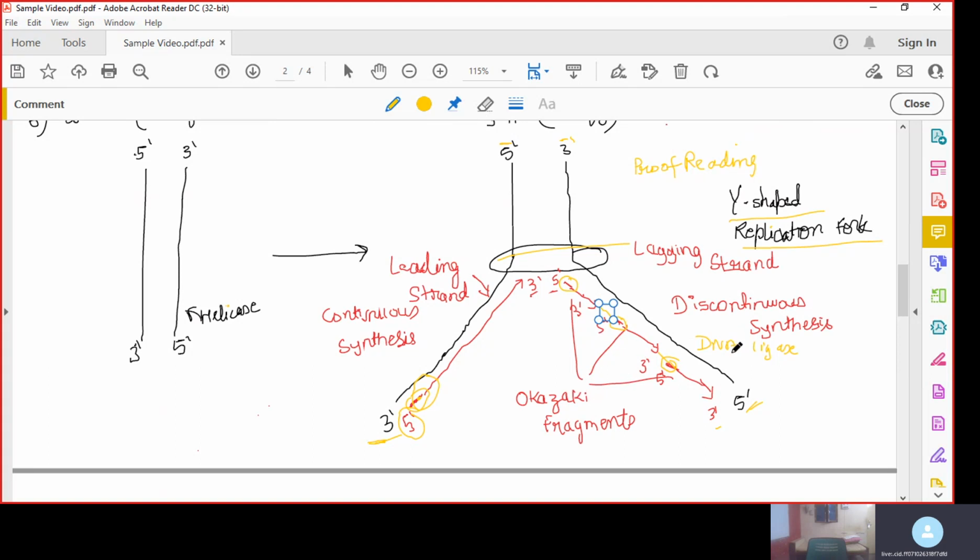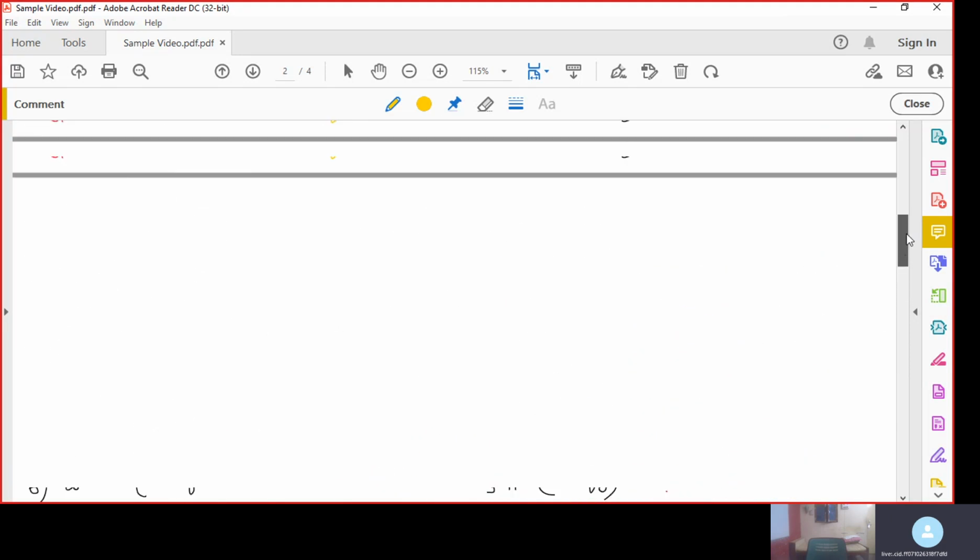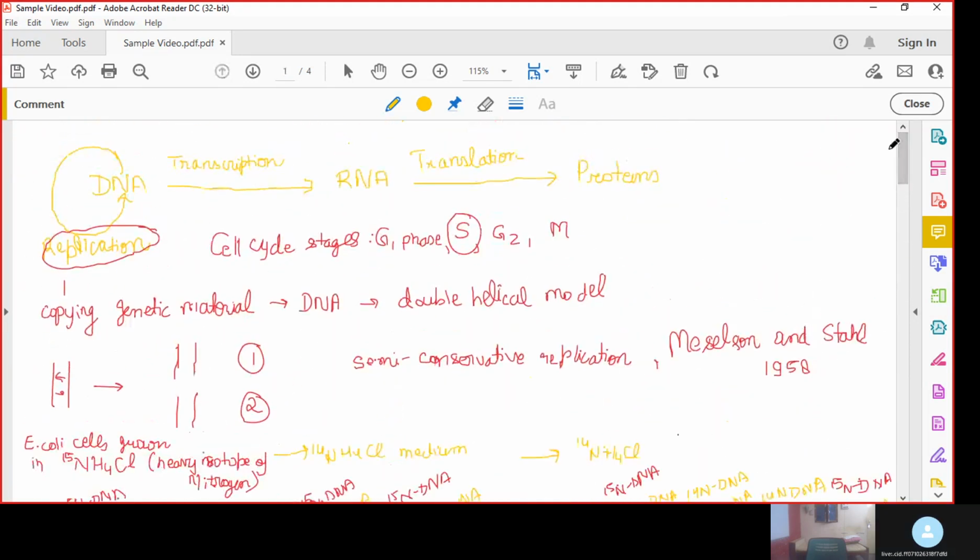These Okazaki fragments are ligated by DNA ligase, known as molecular glue, and then topoisomerase cuts this DNA. The DNA dependent DNA polymerase also performs the function of proofreading. So it proofreads the DNA, whether it's synthesized properly or not. So that's all for this process of replication. I will stop sharing the screen.